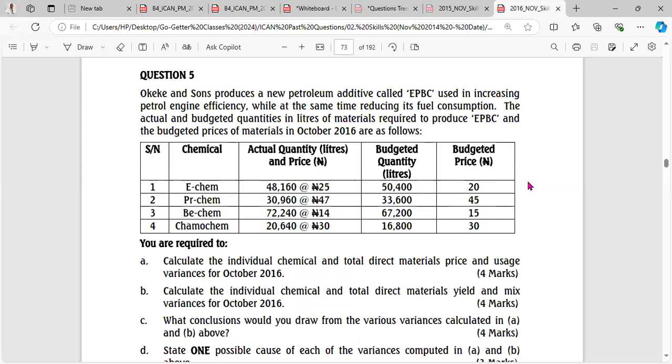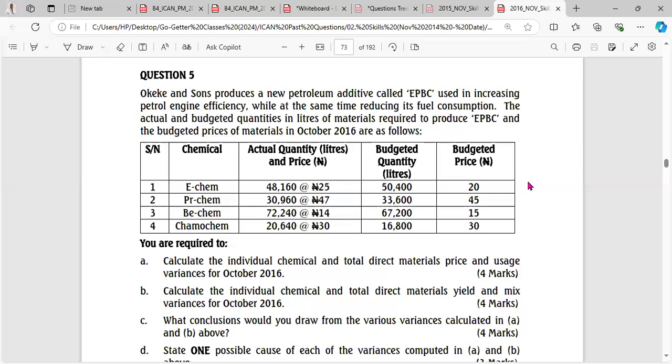We have here, Okeke and Sons produces a new petroleum additive called EPBC, used in increasing petrol engine efficiency while at the same time reducing its fuel consumption. The actual and budgeted quantities in liters of materials required to produce EPBC and the budgeted price of the materials in October 2016 are as follows.